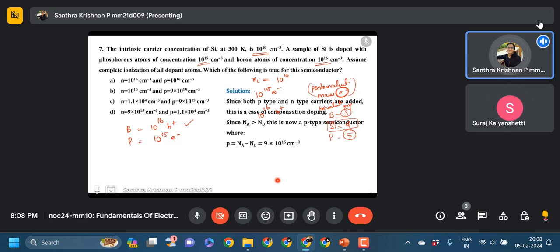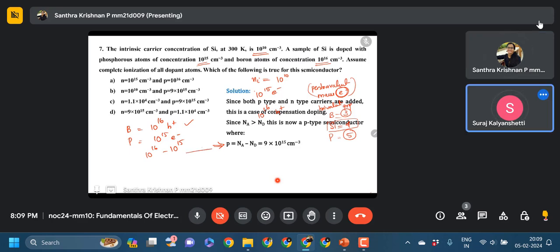In a p-type semiconductor, the number of carriers will be Na minus Nd, that is 10 power 16 minus 10 power 15. So now you have the P value, and we know that Ni square is equal to N into P.